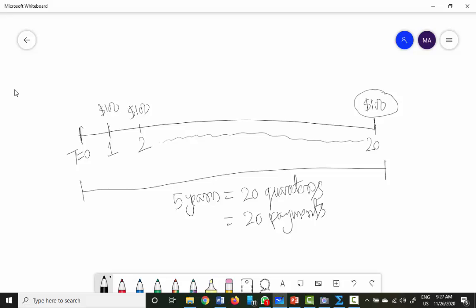So in that case, if the question asks what should be the present value of all these future cash flows, that means annuity. This is an annuity, there is no doubt about that. This is an ordinary annuity. So we need to find out the present value of this annuity.